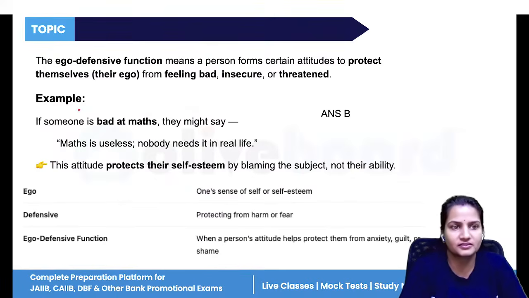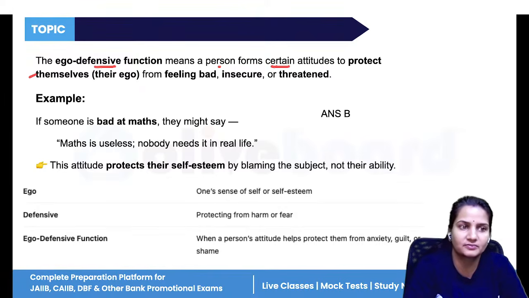Option B. So what is this? Ego defensive. It means a person forms certain attitudes to protect themselves, their ego, and making the other person the culprit, showing the other person as the culprit. So that is ego defensive function.